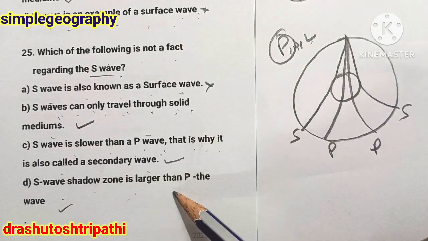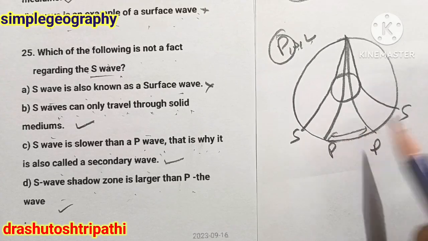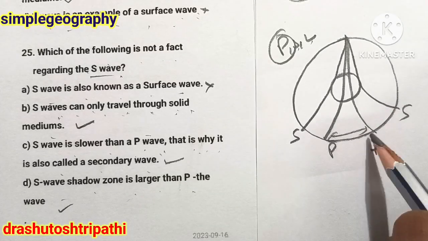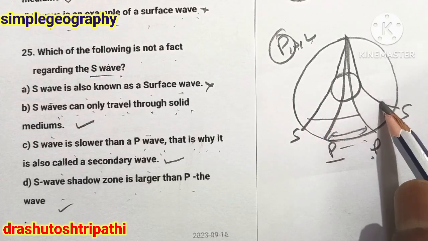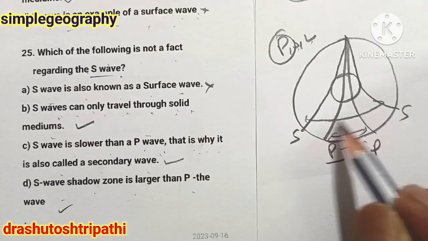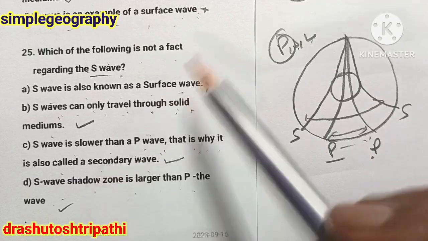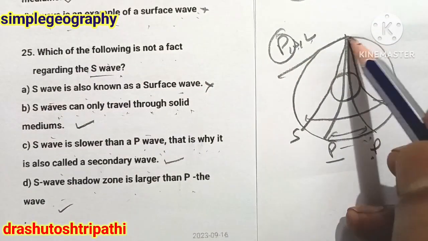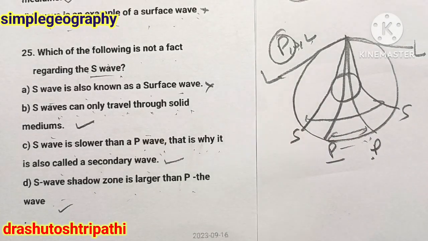S wave shadow zone is larger than the P wave. If you see the shadow zone of the P wave, this is the zone between the two waves. It is known as shadow zone. It is a shadow zone of the P wave. And this is the shadow zone of the S wave. It is larger as compared to the P wave. So the fourth one is also correct. It means only the first one is not correct because surface wave is known as the longitudinal waves, not the secondary waves or S waves.